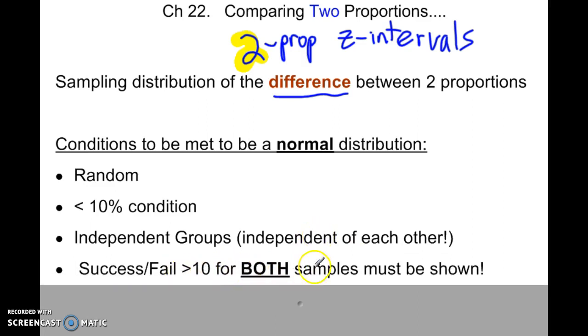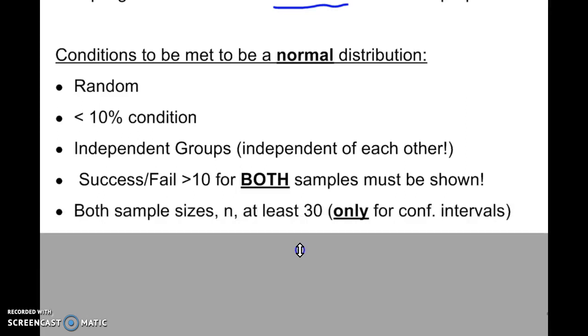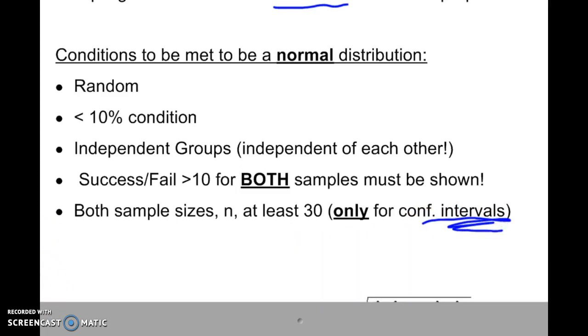Successes and failures at least 10 for both samples. This is where we have to actually show our work for both samples. You'll have to check that for both proportions, that they have at least 10 successes and failures. We've done that before. And there's another additional condition, which is both sample sizes n must be at least 30. Like we had for sample means, this is a similar condition. And this is only a condition for confidence intervals, which we're doing today.